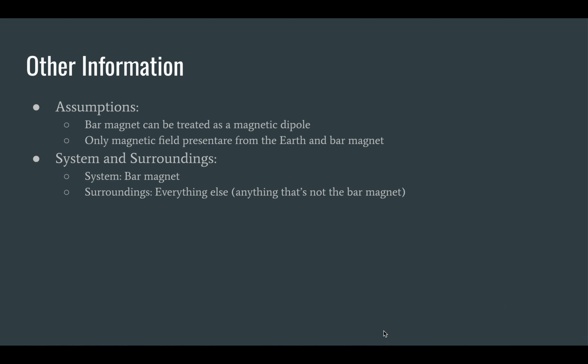Some other information, like assumptions that we made, were that the bar magnet can be treated as a magnetic dipole, and that the only magnetic fields present are from the Earth and the bar magnet. The system was the bar magnet, and the surroundings was everything else that wasn't the bar magnet.